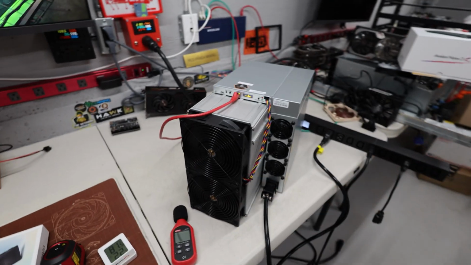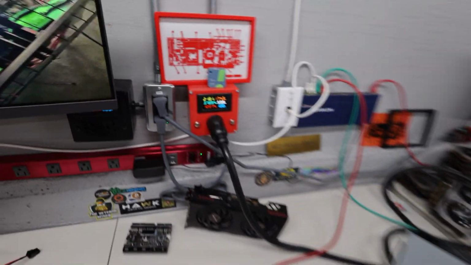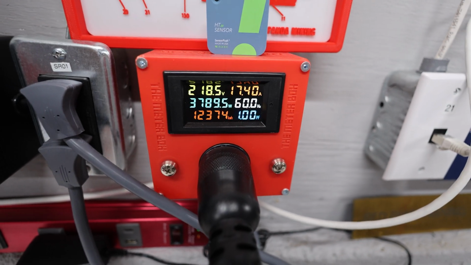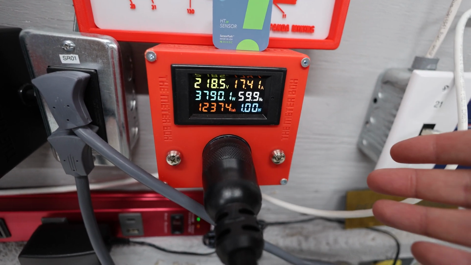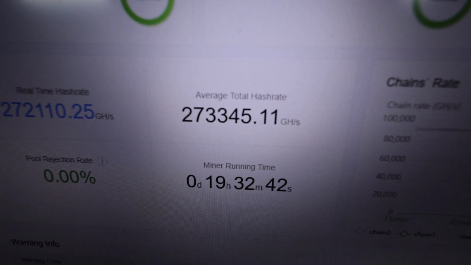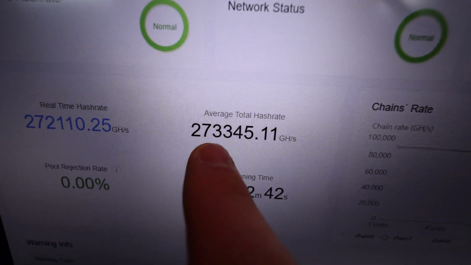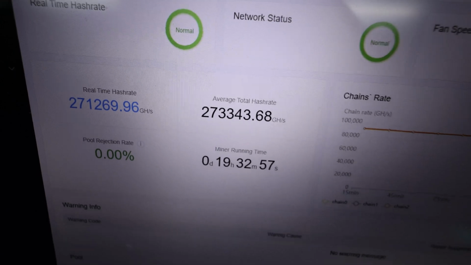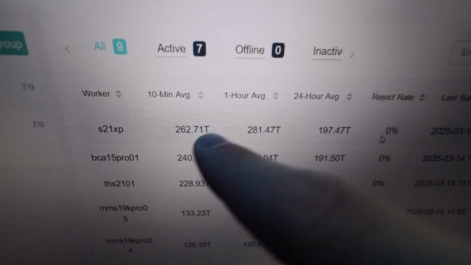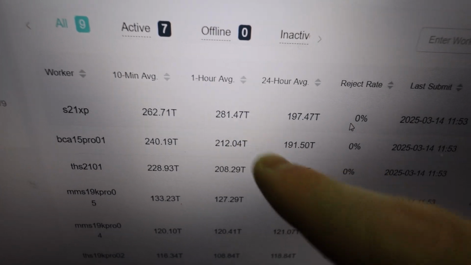So I guess silicon lottery plays a part as well, so maybe that's why I'm also using a little bit more power. Not only is my ambient temperature a little bit higher than what Bitmain tested it at, but that plays a part as well, plus or minus 5%. But you can see here in the software, at about 19 hours in, I'm at 273 terahash. Then at the pool level on ViaBTC, over the past hour, it says 281 terahash.